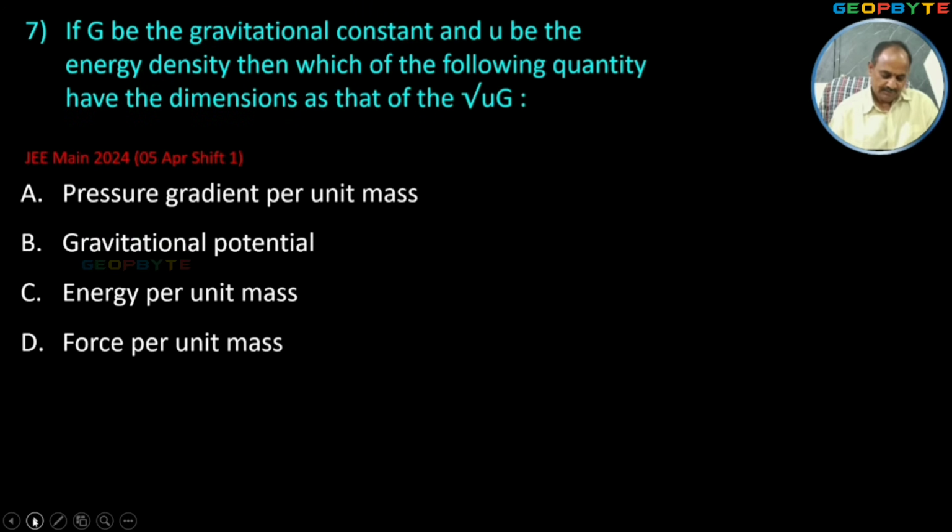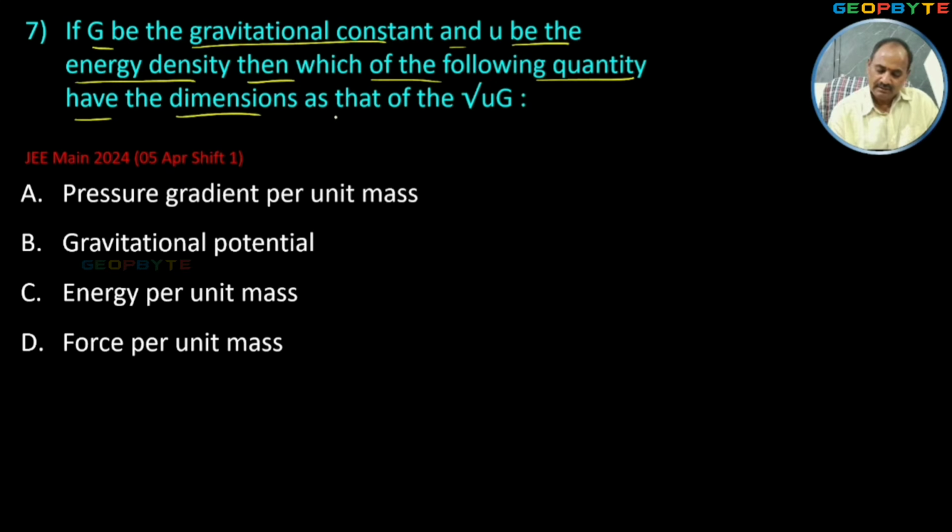It is asking like this. If G be the gravitational constant and U be the energy density, then which of the following quantities have the same dimensions as that of root over UG? Here G is the gravitational constant, U is the energy density. Energy density means energy per unit volume. First let me decide the dimensional formula for root over UG.